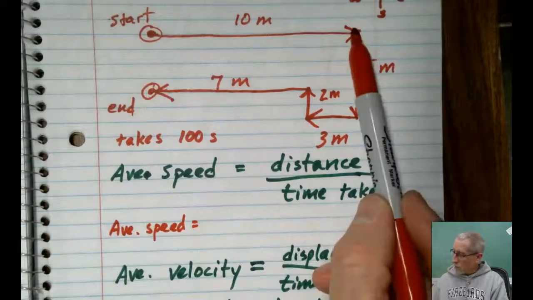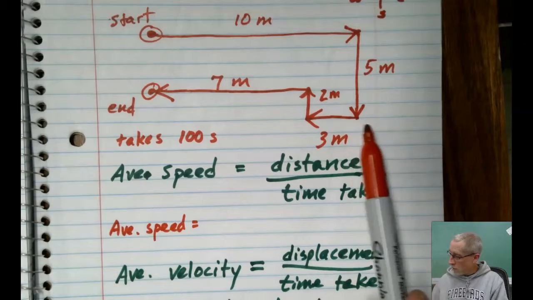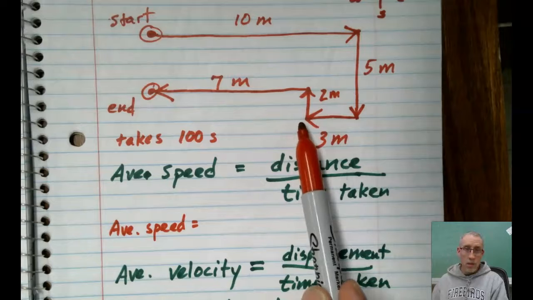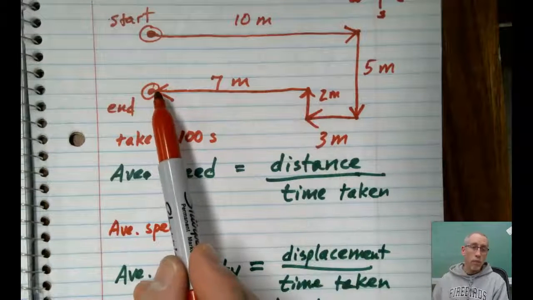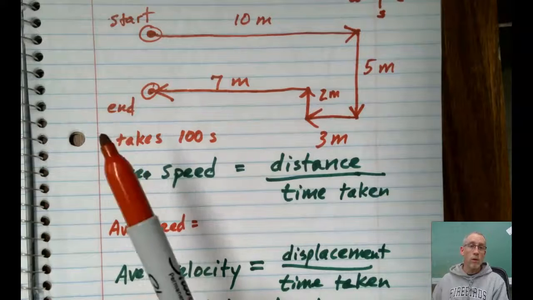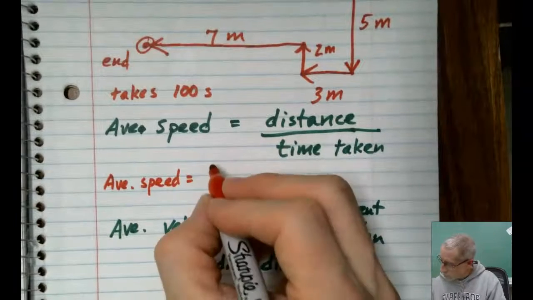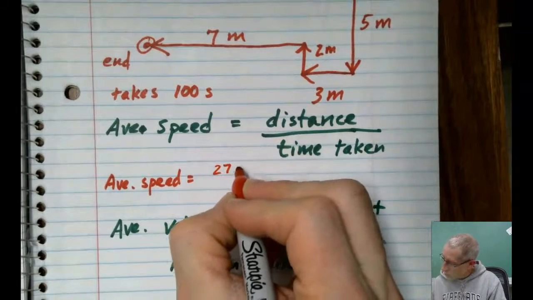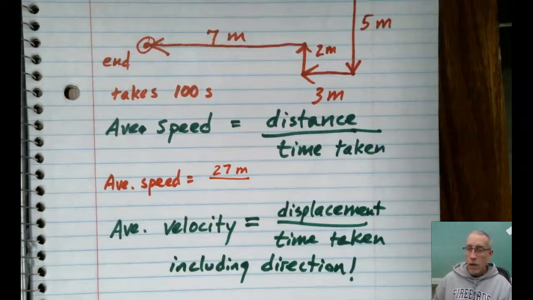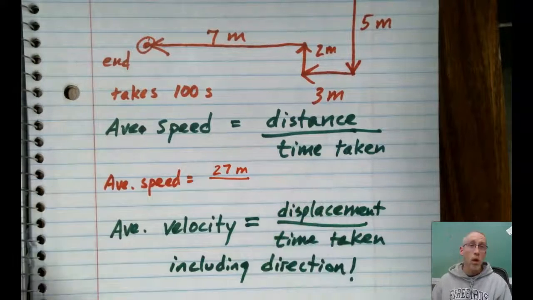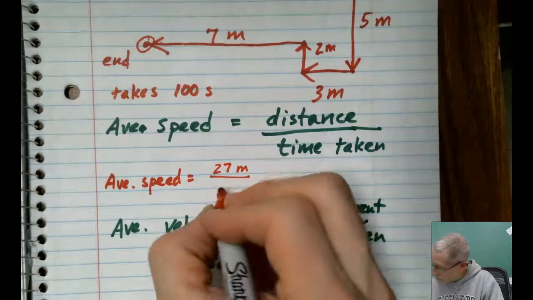So that's 10 meters, plus another 5, which is 15, plus another 3, which is 18, 2 more makes 20, and then 7 this way makes 27 total meters. Okay, so that's our distance. So we put that in place of where distance is. Always put the units with the number. And then how long did it take? Well, it took 100 seconds.